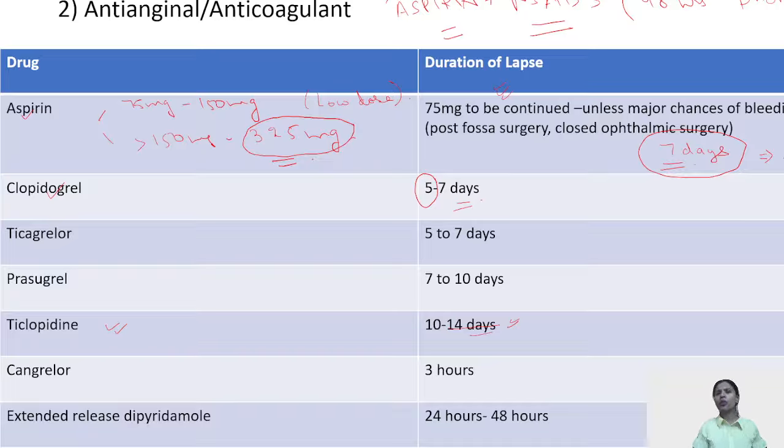And can you all guess why the 7-day time is given? Why 7 days was selected for aspirin? Yes, 7 days is the time for the rejuvenation of your platelets. The half life of your platelets is 7 days, and after 7 days, you can have the new platelets.